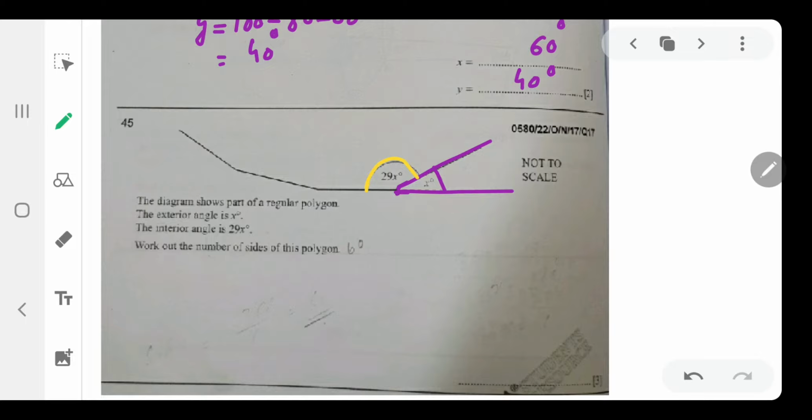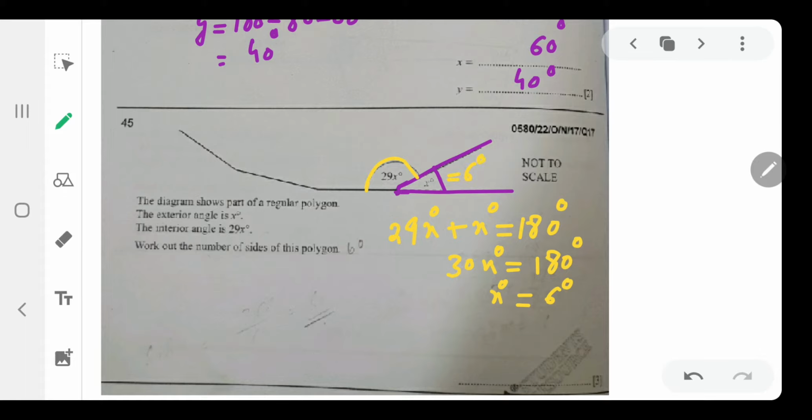First we have to find the value of x. How do I find the value of x? Because the sum of the interior angle and exterior angle is equal to 180 degrees. So I write 29x plus x equals 180 degrees, which gives us 30x equals 180 degrees, and the value of x is 6 degrees, which is the exterior angle.